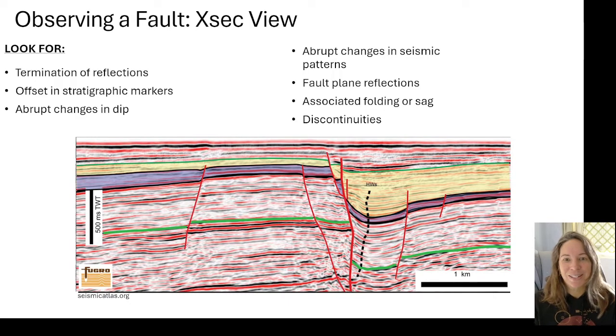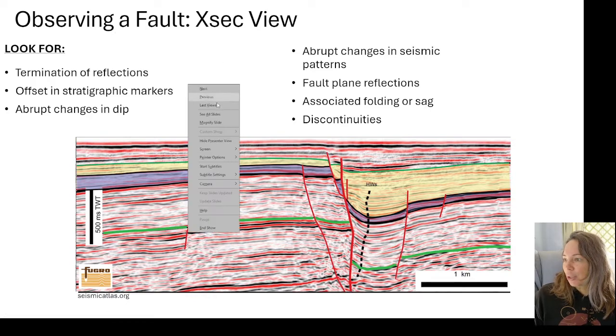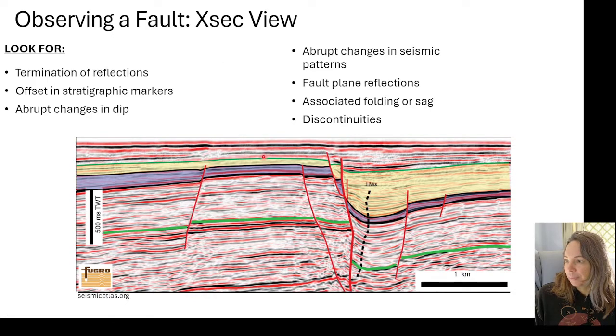Okay, I'm impatient. Now we're looking at the same data, but we've put on the interpretation overlay. And so you can notice now perhaps some of these features. Let me turn on my pointer. All right, now that you've seen the result of some of the faults we've picked, let's go back.